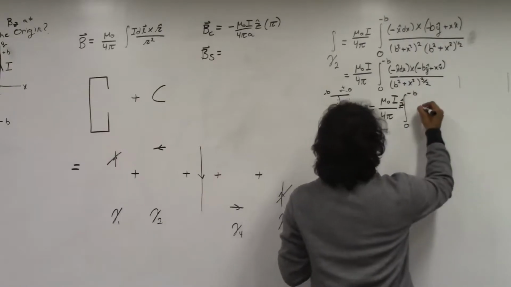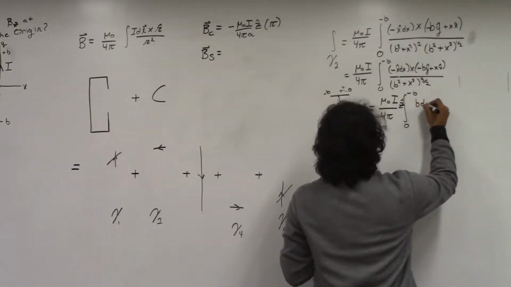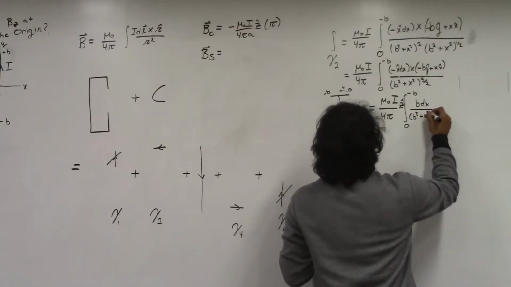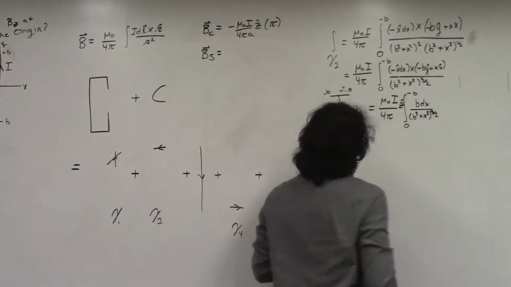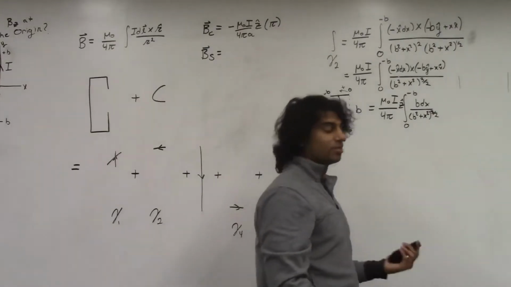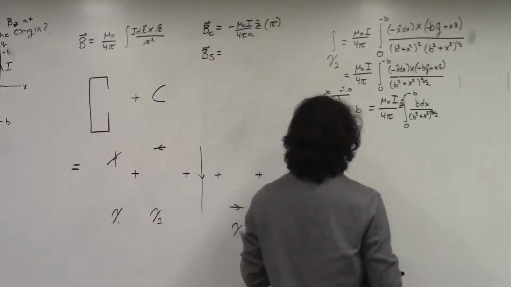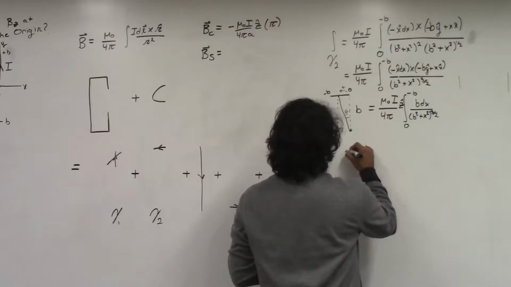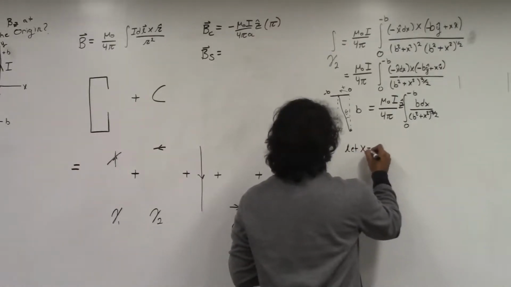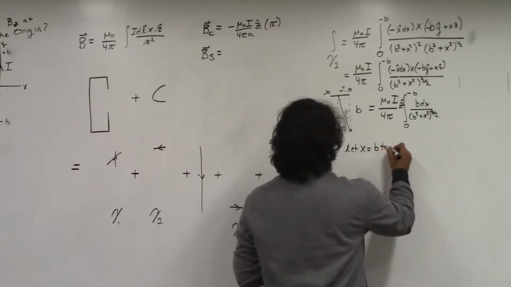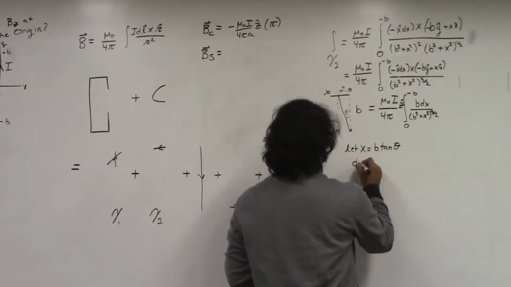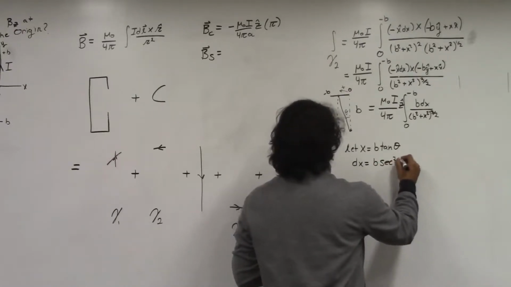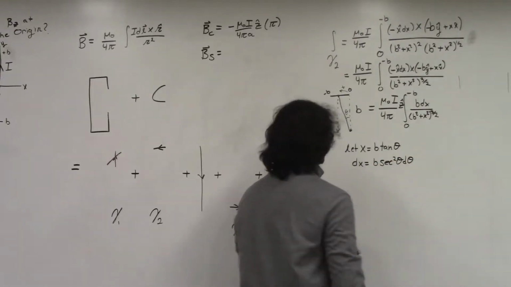z hat b dx over b squared plus x squared to the 3/2. And this will require a trigonometric substitution. And with substitution, well, we almost have the substitution right here. If I let x equal to b tangent theta, then my dx is equal to b secant squared theta d theta, and I can substitute accordingly.